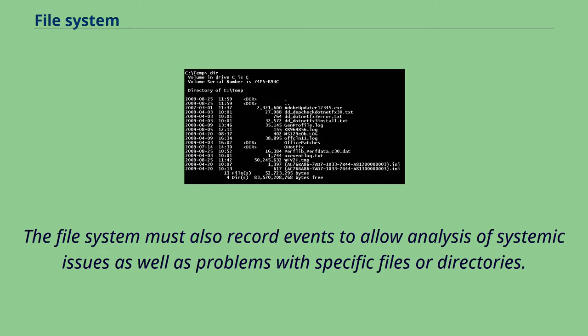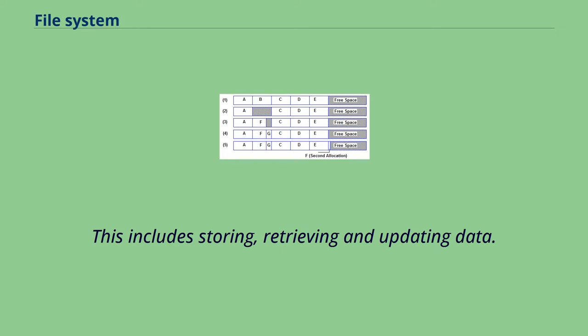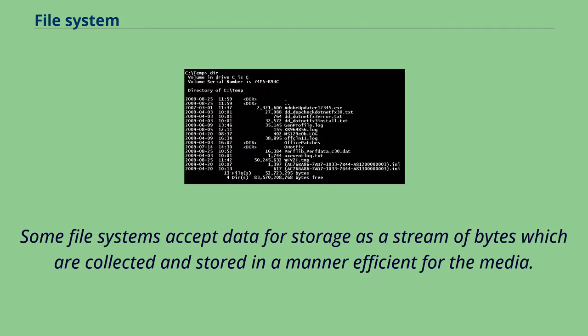The file system must also record events to allow analysis of systemic issues as well as problems with specific files or directories. The most important purpose of a file system is to manage user data. This includes storing, retrieving, and updating data. Some file systems accept data for storage as a stream of bytes which are collected and stored in a manner efficient for the media.